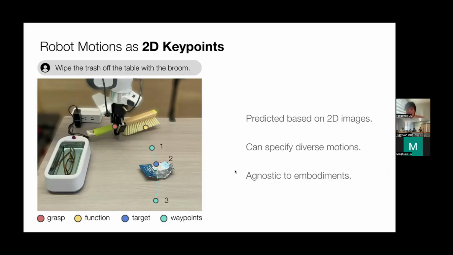The good thing is all the prediction can happen on the 2D images, and it can specify a diverse range of motions. And this is agnostic to embodiments. You just hard code a bunch of primitives to reach or grasp the point you specified, and you can just deploy it on the robot.